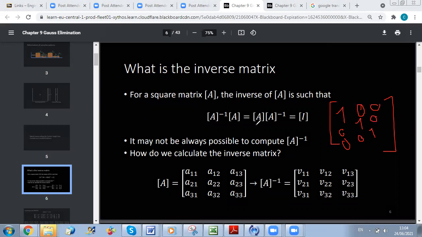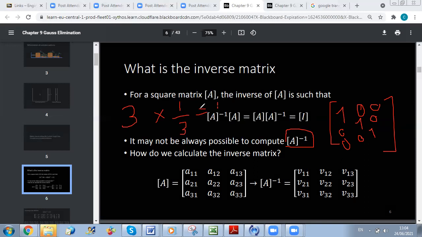Is it always possible to find an inverse? No. You should know that it's not always possible to compute the inverse of a matrix. And why? Because if the determinant of a matrix is 0, we cannot find its inverse. To understand this more, I will give you an analogy in numbers. In numbers, for example, the inverse of 3 is 1 over 3. So 3 times 1 over 3 is equal to 1.